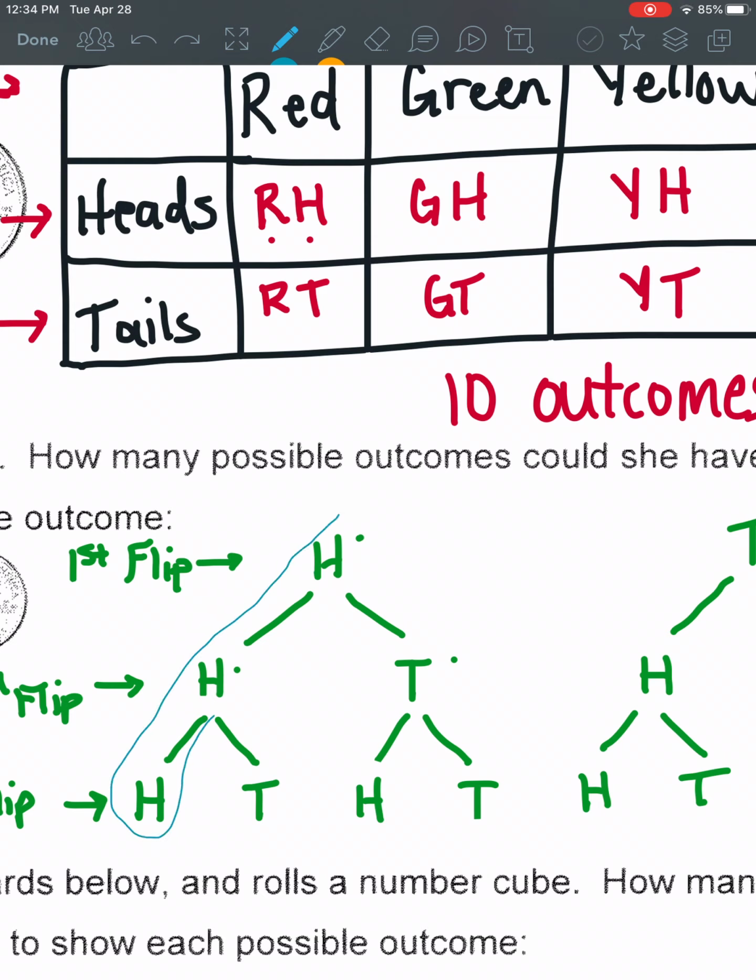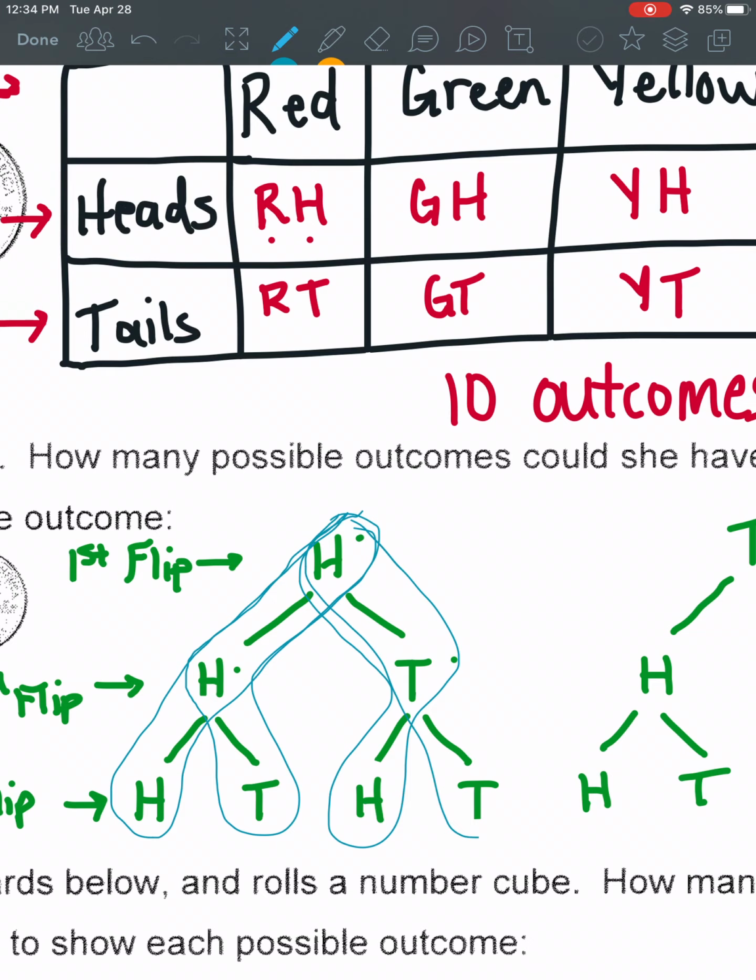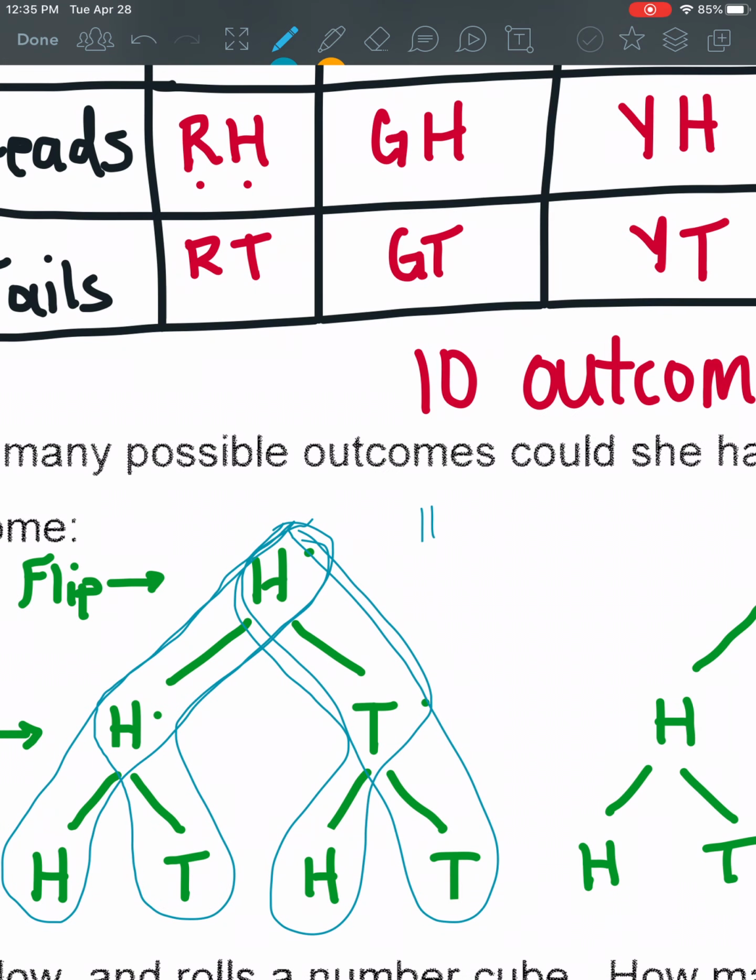We could get heads, heads, heads. We could follow the tree branches, heads, heads, tails. So there's a second outcome. We could get heads, tails, heads. There's a third outcome. And then we could get heads, tails, tails. Okay? And we could list out every single possible outcome.